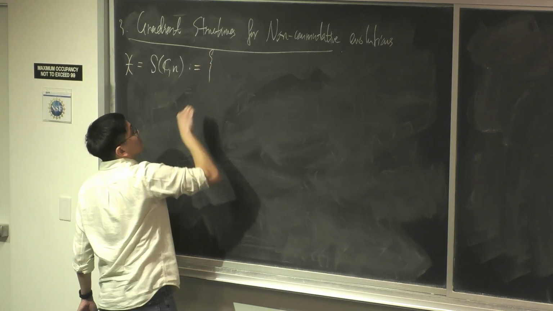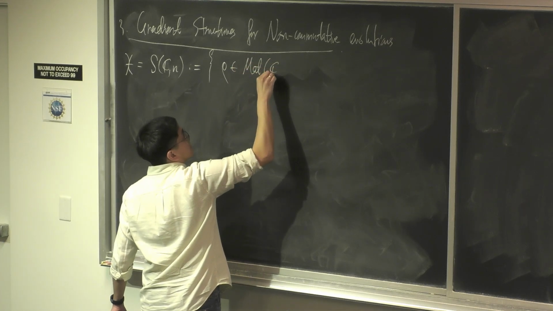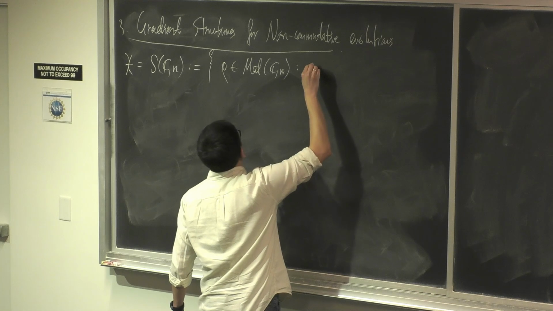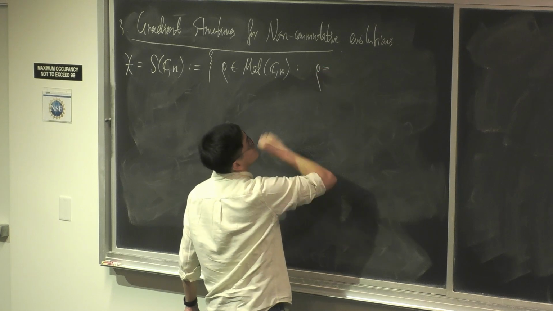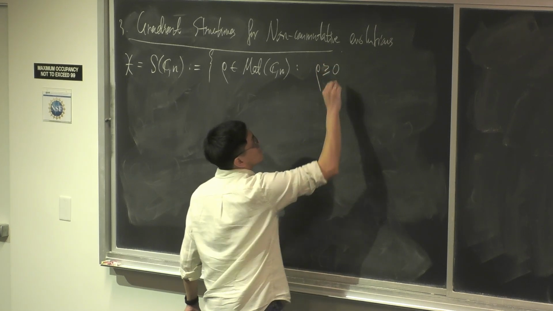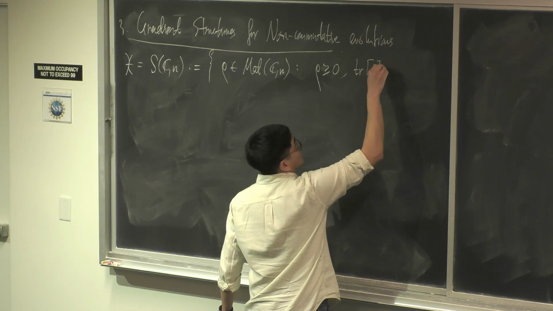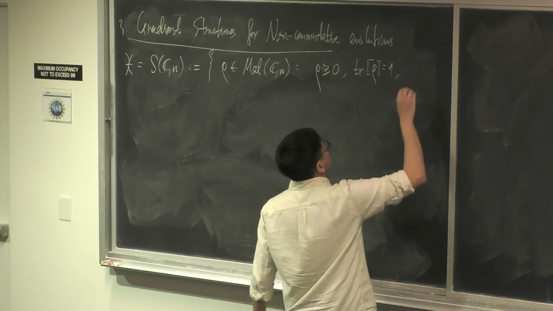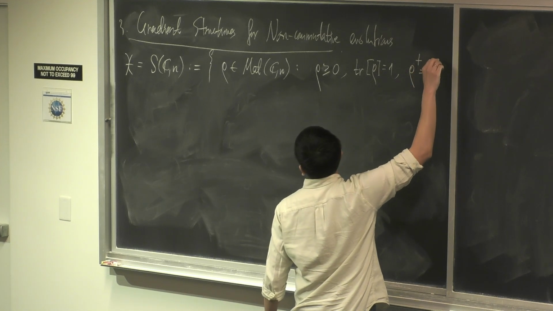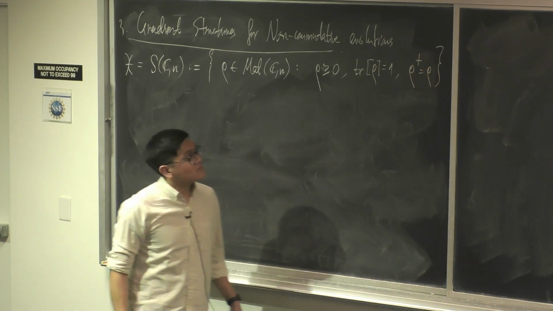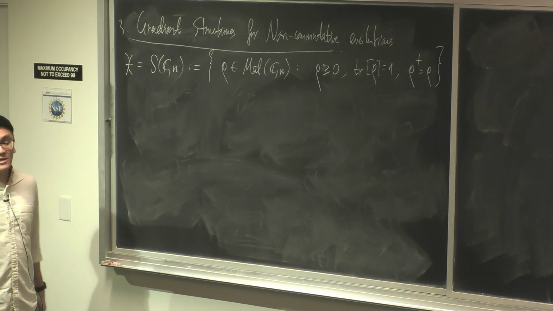And this is going to contain all the matrices, say rho in C^n, for which rho is non-negative, the trace is 1, and I'm going to assume that it is self-adjoint. I'm a friend of the dagger. I like the dagger. Okay, so that's my state space.